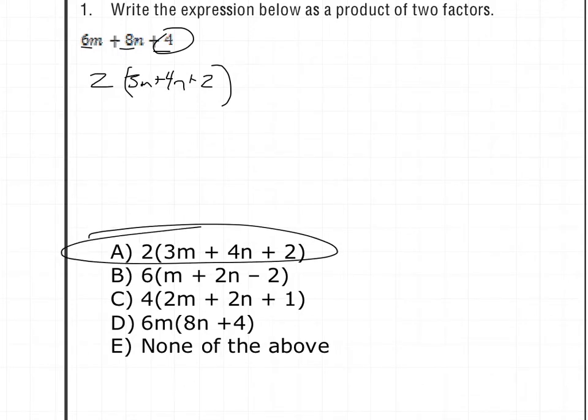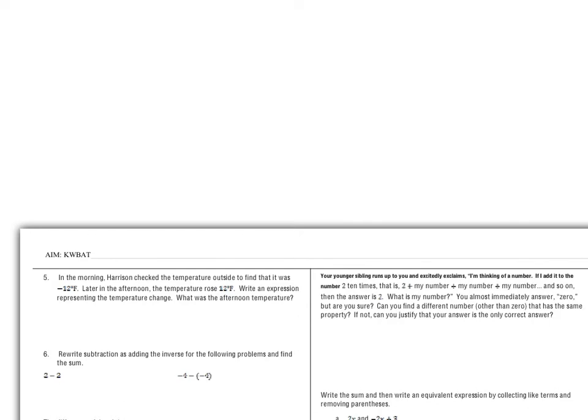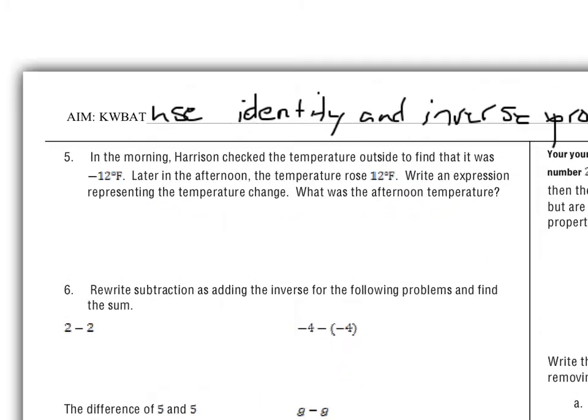Alright, let's look over at our AM for today. Today's AM Kipsters will be able to use identity and inverse properties in expressions. So we've talked a lot about identity and inverse property before. Today we're going to formalize a lot of that information that we've already learned.